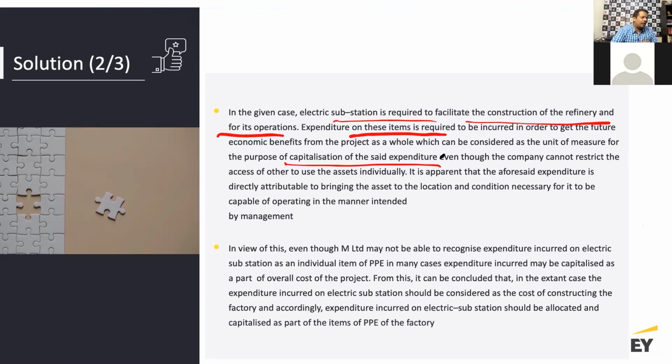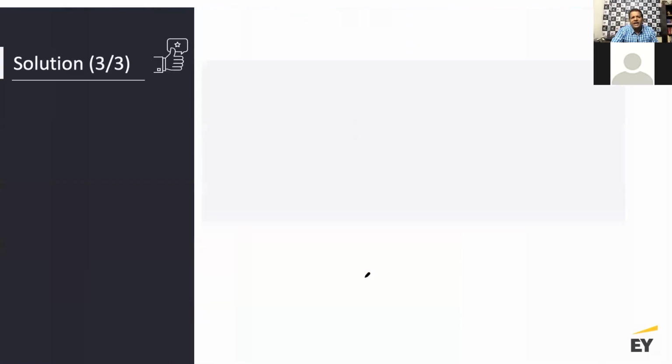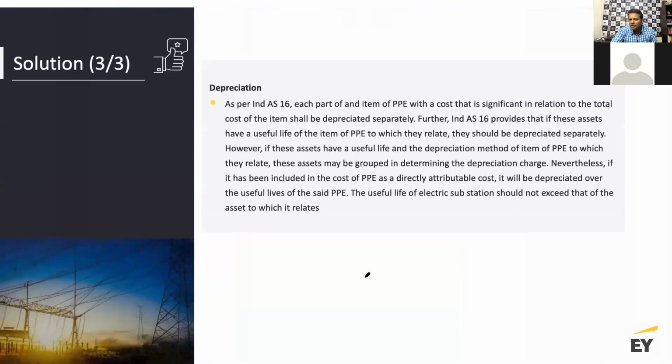In view of this, even though M Limited may not be able to recognize the expenditure as an individual item, you will record this as part of the overall cost of the project. From this, it can be concluded that in the given case, the expenditure incurred on the electric substation should be considered as the cost of constructing the factory, and accordingly should be allocated and capitalized as part of the PPE of the factory. And then you're going to provide for depreciation on this on an overall basis. This will not be recognized as a separate component.